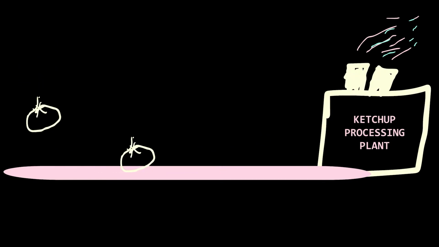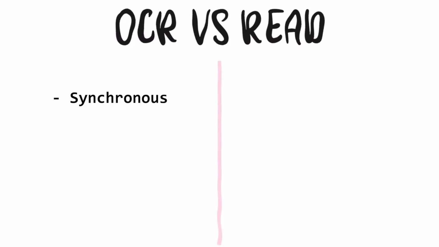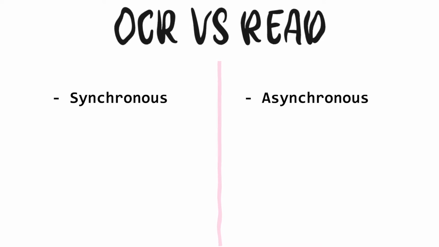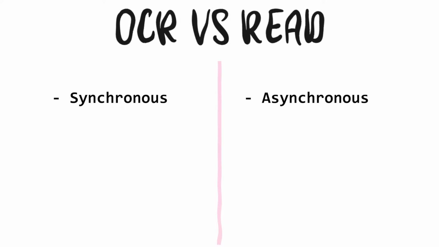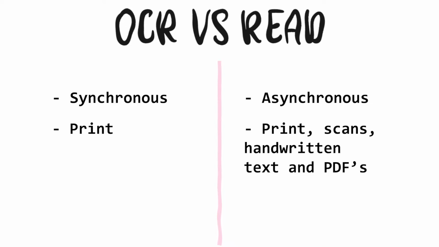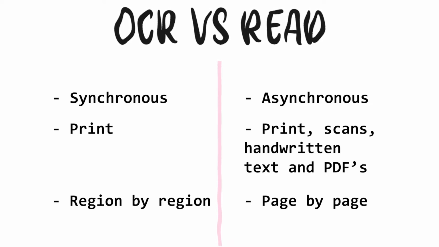The OCR API works synchronously, meaning you will have to wait for it to completely scan the whole document to give results, like in case 1 of the ketchup plant. The Read API is asynchronous, meaning it can give partial results at a time. The OCR works best on printed images, while the Read API works on print, handwritten images, and even PDFs. This makes the Read API more robust. The OCR API also works region by region, while the Read API works page by page. For this tutorial, we'll implement the Read API for its comprehensive functionality.